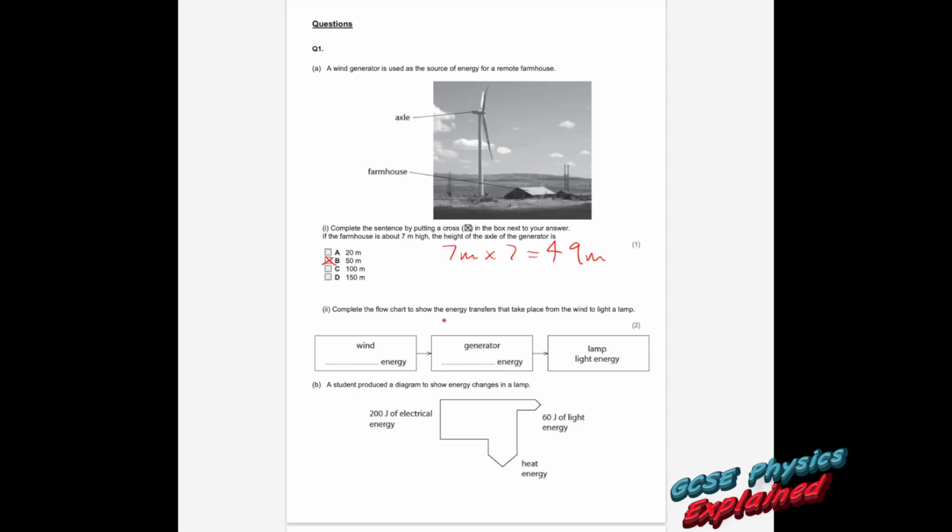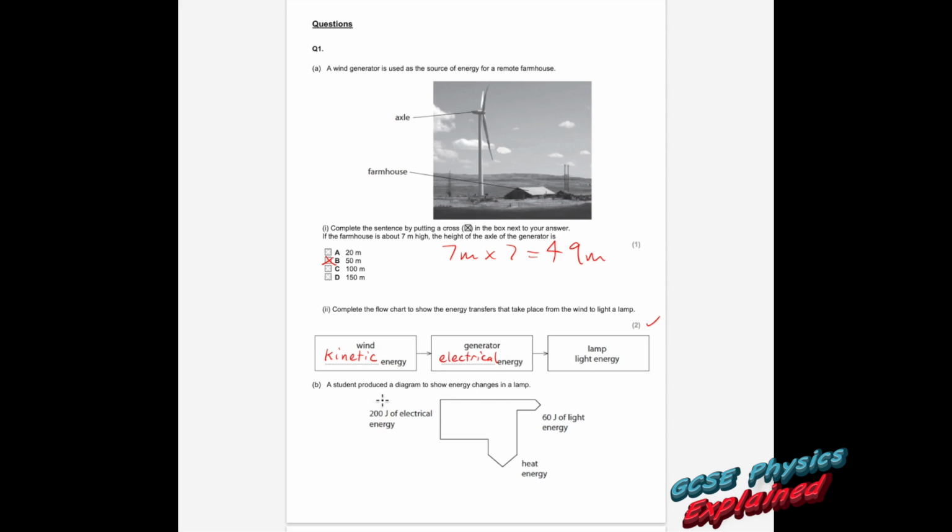Complete the flow chart to show the energy transfers that take place from the wind to light a lamp. Okay, so wind has got kinetic energy because the wind's moving. The generator is going to create electrical energy. And then it already tells you the lamp creates the light energy. So 2 marks.